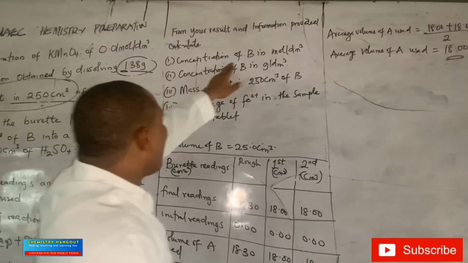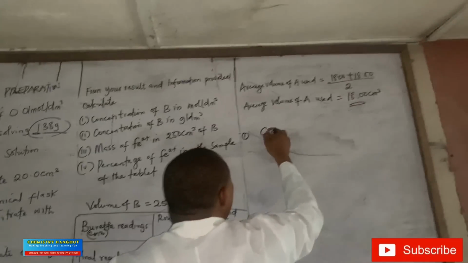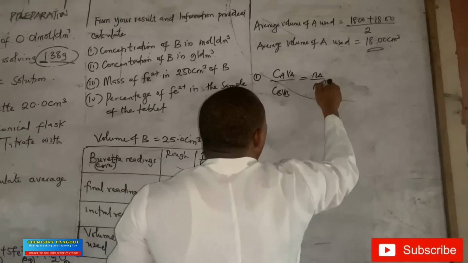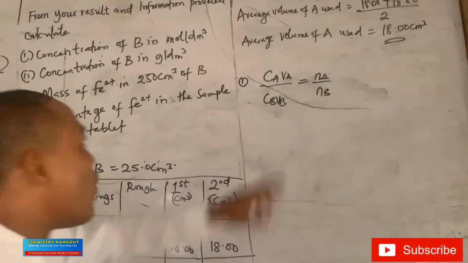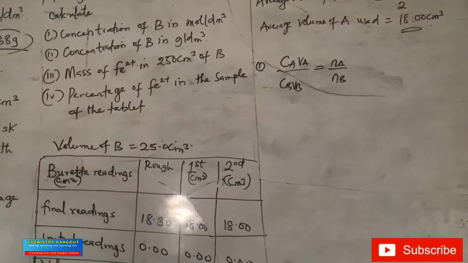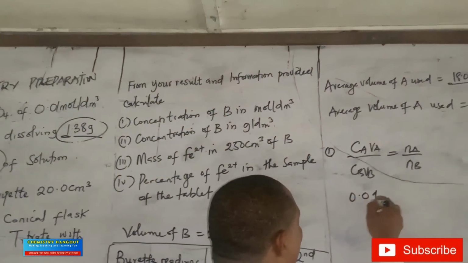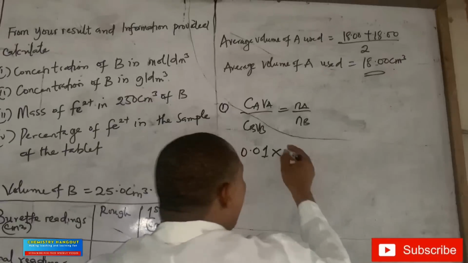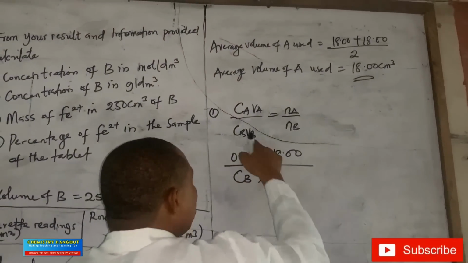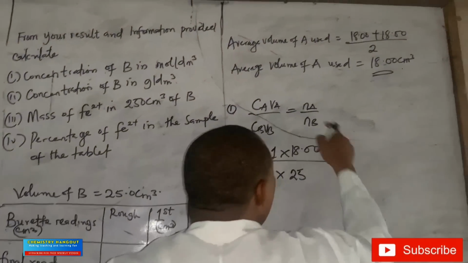So, the concentration of B in mole per dm cube. How do I calculate it? I can use CAVA over CBVB equals NA over NB. What are we looking for? The concentration of B. The concentration of A is our acid they are giving us, that will be 0.01 times VA, the volume of acid, 18.00, over the concentration of B, which we are looking for, times VB, that's 25, the volume of base, equals the number of moles of acid to base.